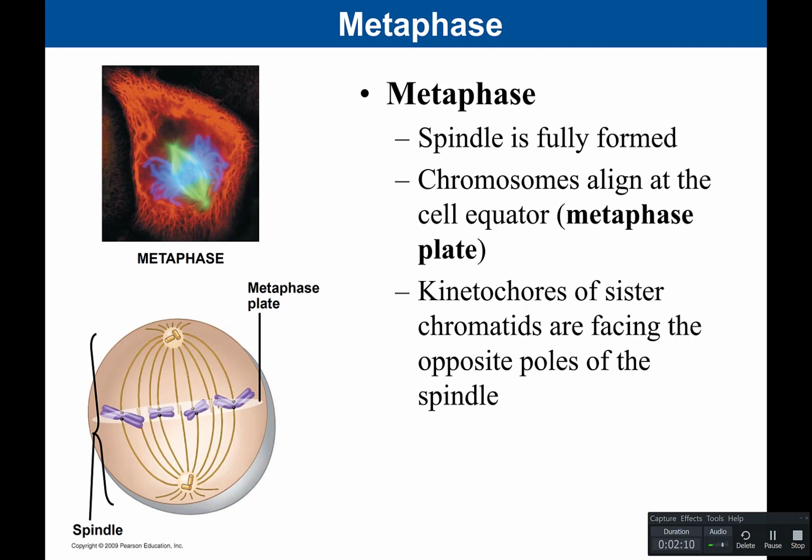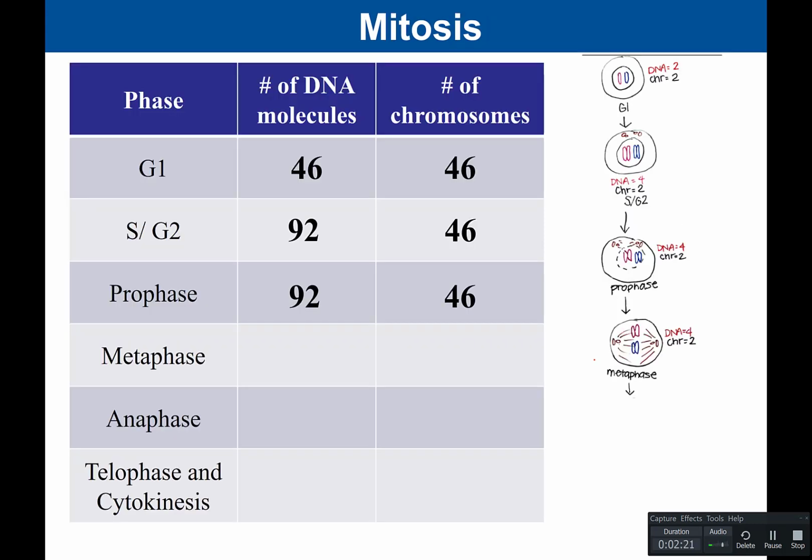So when you look for a cell that's in metaphase, don't necessarily look for it to look perfect. What you're looking for is that the chromosomes are lined up at the metaphase plate. So if we look at our drawing for metaphase, notice that our chromosomes are lined up at the metaphase plate. We have two centrosomes, at opposite ends. And when we look at our chromosomes, the sister chromatids face opposite ends of the cell. One sister chromatid faces one side, one faces the other. We still have 2 chromosomes and 4 DNA. All we've done at this point is move them in the cell. So in humans, we still have 92 DNA and we still have 46 chromosomes.